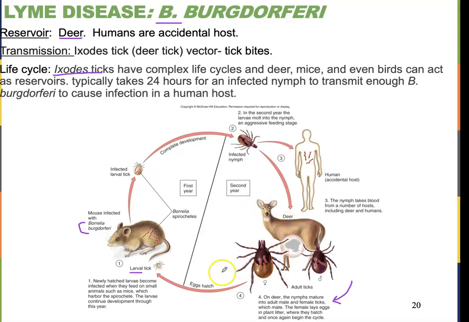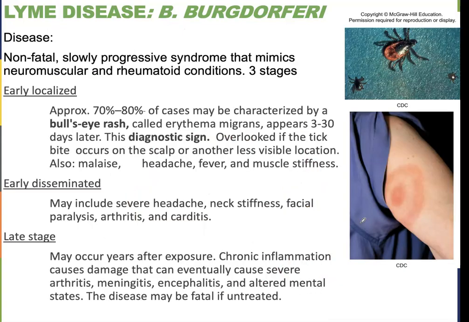Also, you can see it takes a couple years to reach maturity. So basically you find Lyme disease where you have a lot of human and deer contact, where there's a lot of deer populations. So this is going to be very much associated with the upper northwest of the United States, but not exclusively there. Lyme disease looks like a slow progressive disease that is going to mimic neuromuscular and rheumatoid arthritis.